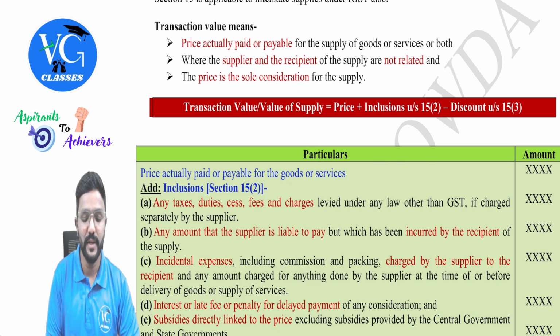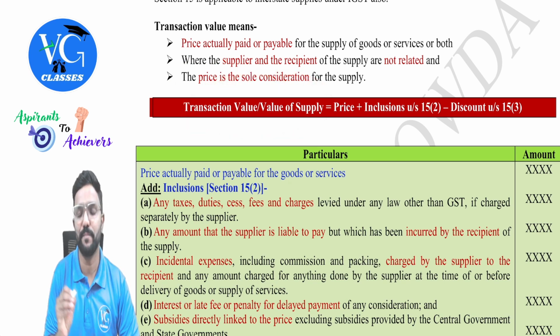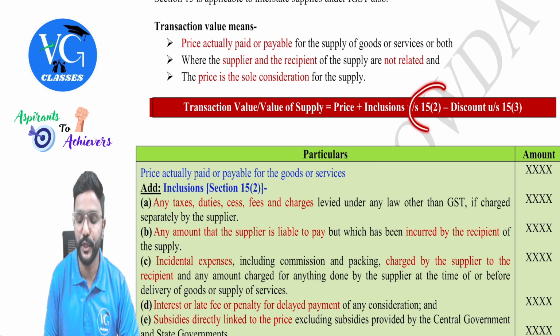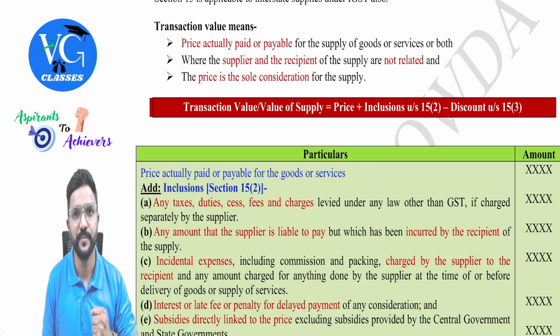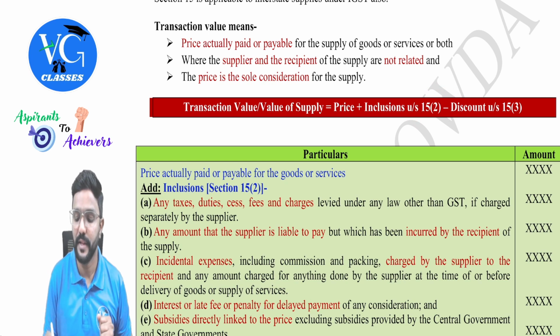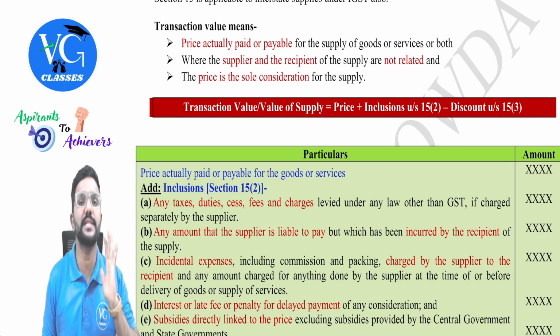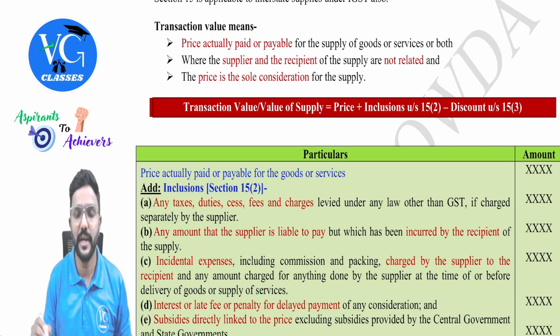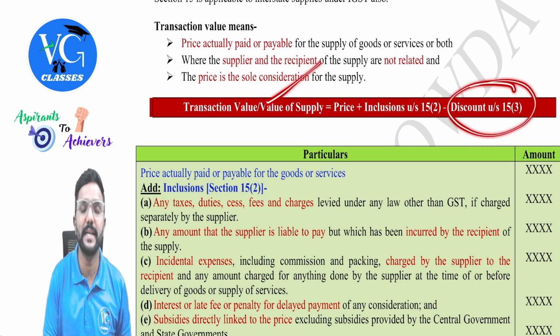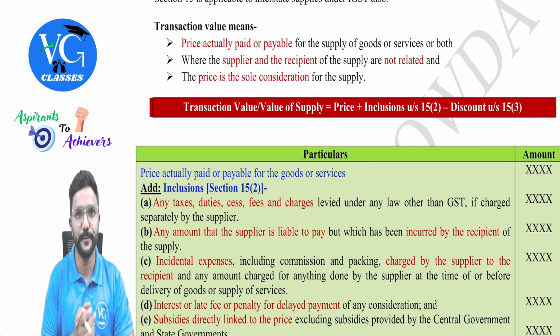So in simple terms, the transaction value or value of supply means the price plus, in section 15 subsection 2, they have given a few inclusions. If at all it is given in the question, we need to add it. Then the discount given under section 15 subsection 3, if the conditions given there are satisfied, then we need to deduct it while calculating the value of supply.